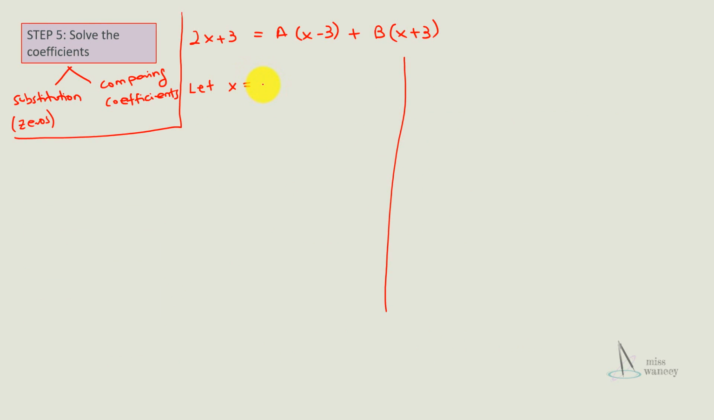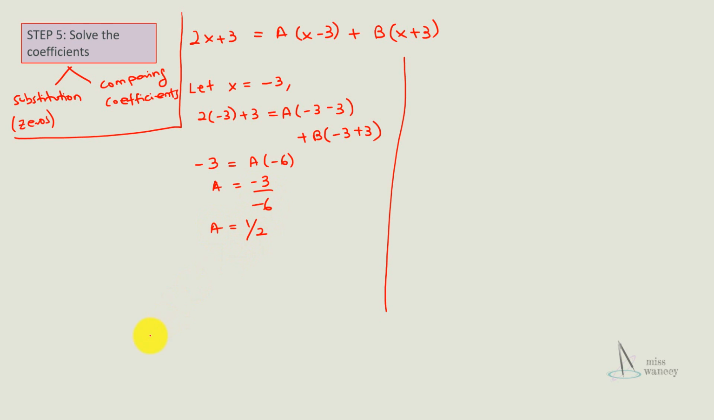If I let x equal to -3, then I have 2(-3) plus 3 equal to a(-3 - 3) plus b(-3 + 3). So this is -6 plus 3, so we got -3 equal to a multiplied with -6. -3 plus 3 is 0. So a is equal to -3 over -6, so a is equal to half.